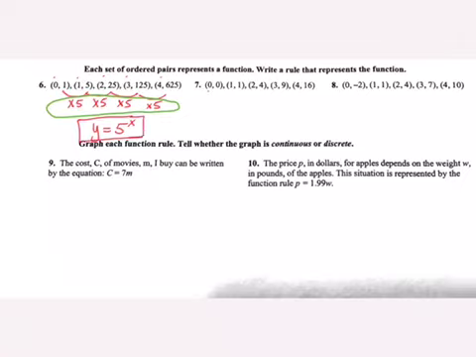Question 7, our x's are going up by 1. That's good. From 0 to 1, they added 1. From 1 to 4, they add 3. From 4 to 9, they added 5. And from 9 to 16, they added 7. So this is another special case. This pattern is random. It's not consistent.